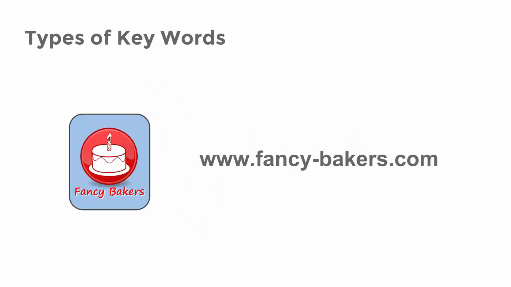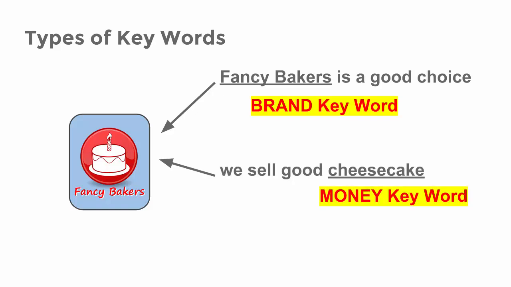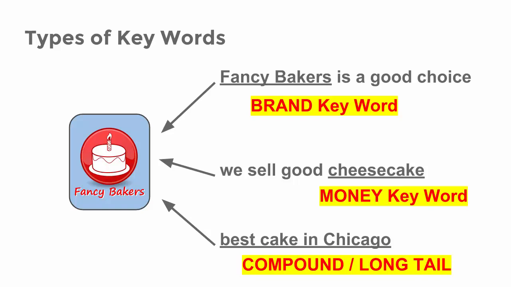Before you learn where to place keywords on your website, let me make you aware of the different types of keywords. Let's assume a fictional website at www.fancy-bakers.com, a bakery in Chicago producing the best cheesecake in the US. There are three types of keywords. First, there are brand keywords, here Fancy Bakers, indicating the brand of your company. Second, we've got money keywords, here for example cheesecake. Money keywords means that the keyword indicates the product or idea you earn your money with. And third, there are compound or long-tail keywords like best cake in Chicago.